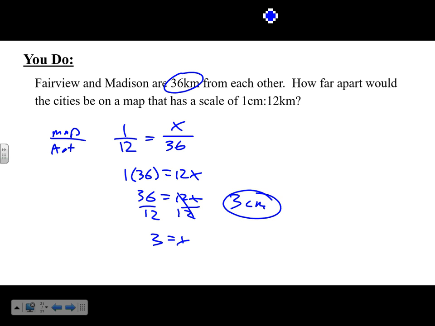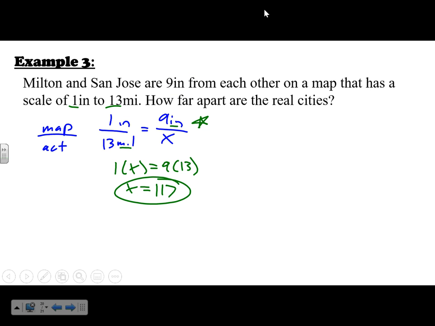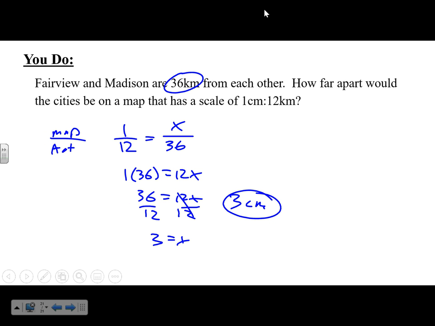And that's where it's a little bit tricky, because on the last one, a lot of you said, oh, I just multiply 13 and 9, I don't need to do all this complicated fraction stuff and cross multiplying. But then on this one, a lot of people do that. They take 36 times 12, and that's not right. So you have to make sure you're being careful.